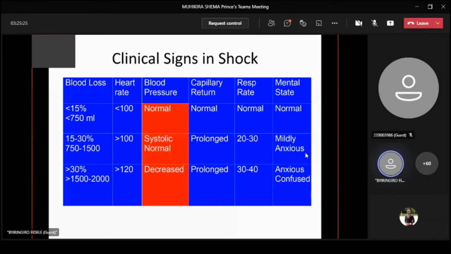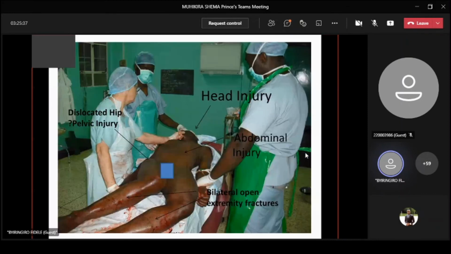Good. So now we are having a patient with polytrauma. Polytrauma means the patient has multiple injuries at the same time. This gentleman was involved in a motor vehicle collision, and he sustained head injury, abdominal injury, chest trauma, bilateral open extremity fractures. You see wounds with fractures, and you see the deformity of the lower limb. This is a dislocated hip, possibly a pelvic injury. Do you see this? This means the patient got multiple trauma. How do you treat this patient?